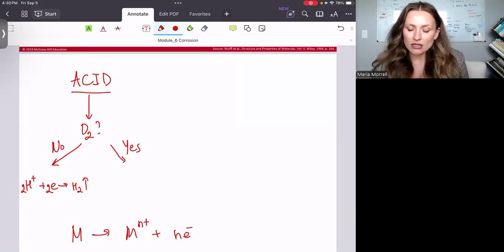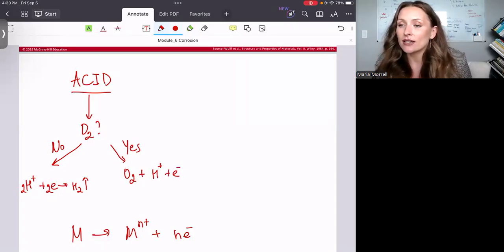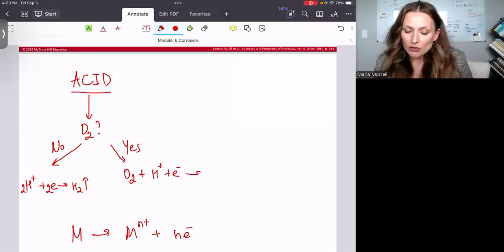Now, what if the answer now is yes, there is oxygen? That means I have to start with oxygen, and then I still have these hydrogens and I still have my electrons because it is still acid, right? And the acid, it's an abundance of hydrogen ions, right? So what do I get from here? Well, the only thing I can get from here is H2O, right?